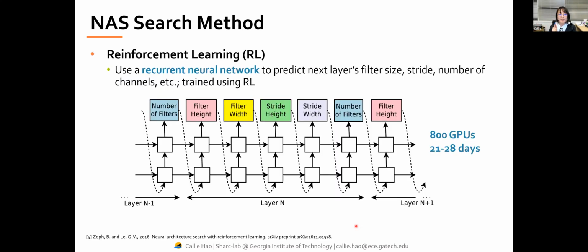And next, remember we have the search method. So for the search method, there are multiple ways. The very early way is to use reinforcement learning, where we use a recurrent neural network to predict the next layer's filter size, stride, number of channels, and so on, like the parameters of the neural network. And then we eventually generate a good one. Well, this is an early attempt, and we see it's not that efficient, right? It takes 800 GPUs and may take up to a month. So this is definitely not a good candidate for us to use in efficient co-design.